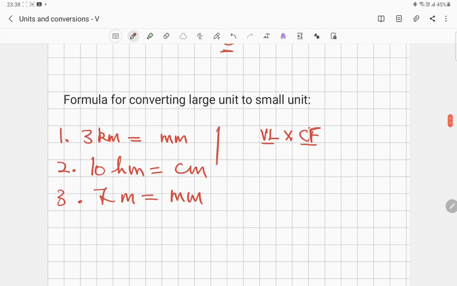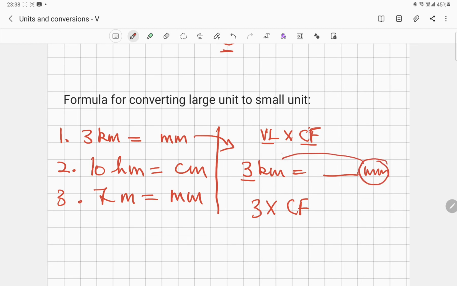So solving the first problem. Let's solve the first problem here. 3 kilometers is how many millimeters? Let's write down. 3 kilometers equals to dash number of millimeters. Now, what is the value of the large unit? 3. Because kilometer is much larger than millimeter, so we write 3 times CF. Now we have to find the conversion factor. How many millimeters are found in 1 kilometer?